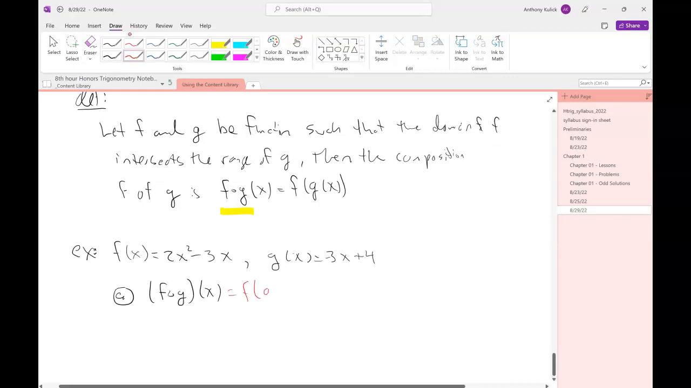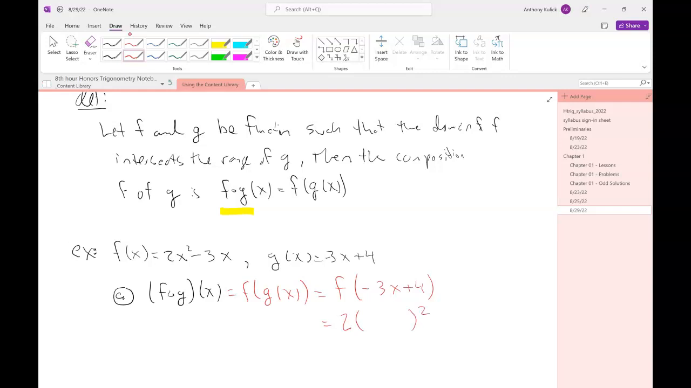So what are we doing? We're doing f of g of x. So that's f of negative 3x plus 4. So what do I do when I do f of something? Plug that something in for x. So when I look at f of x, that's 2 times something squared minus 3 times something. What is that something? Negative 3x plus 4.